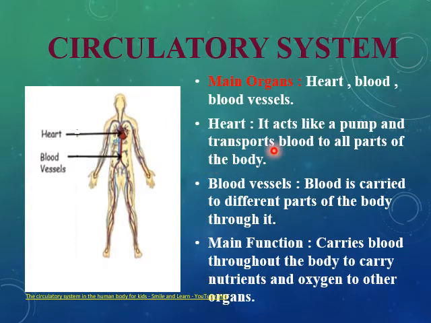Let's see once again. The main organs that form the circulatory system are the heart, blood and blood vessels. The heart acts like a pump and transports the blood to all parts of the body. Blood vessels carry the blood to different parts of the body. And the main function of the circulatory system is to carry the blood throughout the body and also to carry the nutrients and oxygen to other organs.